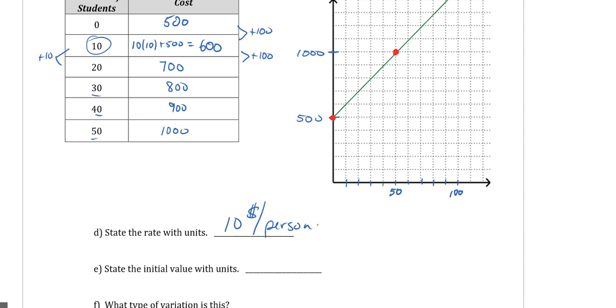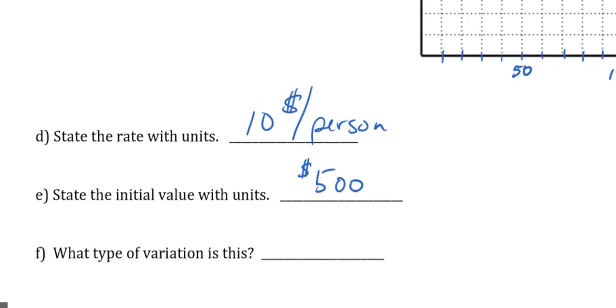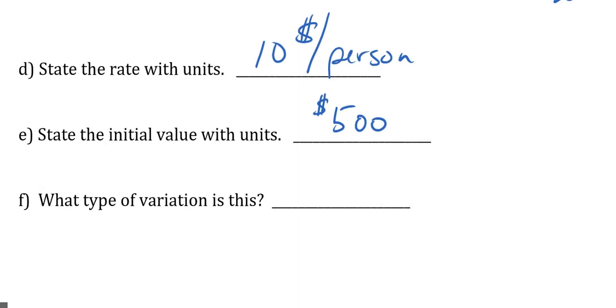State the initial value with units. So that's going to be the $500. What type of variation is this? Who wants to answer that? Do you remember the two types? Who remembers what both types are called? Very nice. Direct and partial.